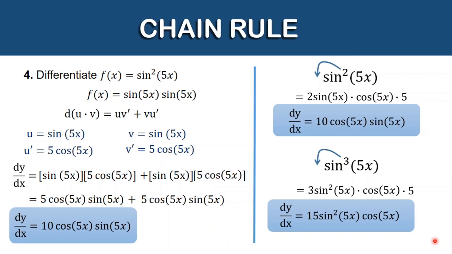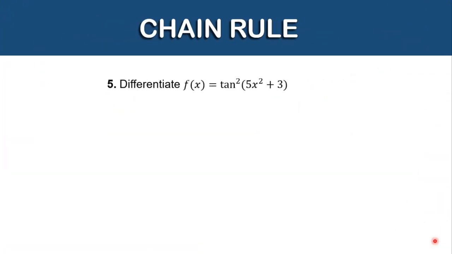Now, let's try to answer our example number 5. Differentiate f of x is equal to tangent squared of the quantity 5x squared plus 3. So, gamitin natin dito yung shortcut na ginamit natin sa previous example natin. So, f prime of x. So, lagay lang natin yung 2 dun sa coefficient. Tapos, mag-subtract tayo ng 1 from the exponent. We have 2 tangent of the quantity 5x squared plus 3.